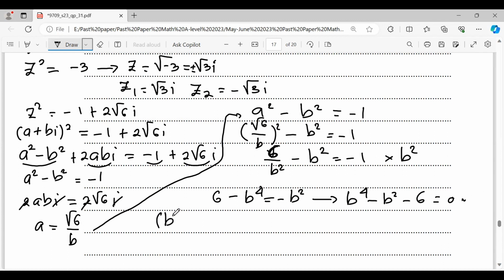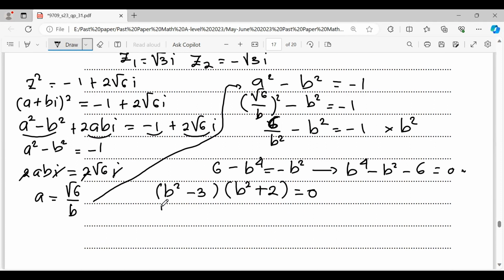Now we are going to factorize this equation. It factorizes as (b squared minus 3)(b squared plus 2) equals 0. So b squared equals 3, or b squared equals negative 2. There are no solutions for b squared equals negative 2 if b is real. While for the other one, b equals square root 3.